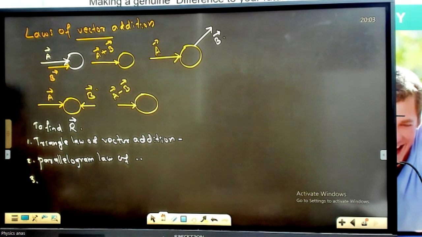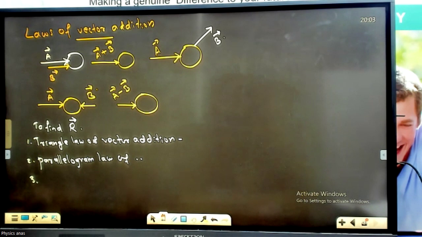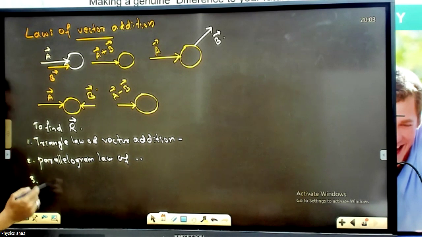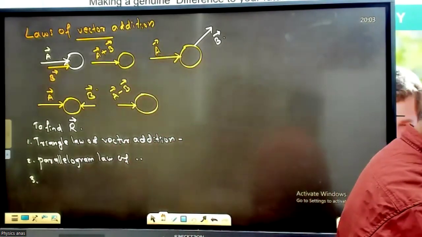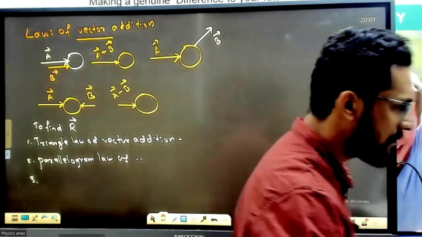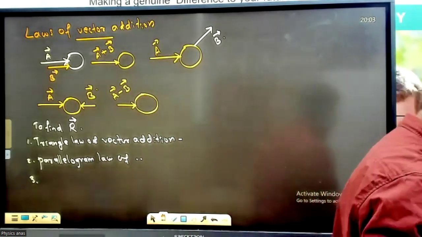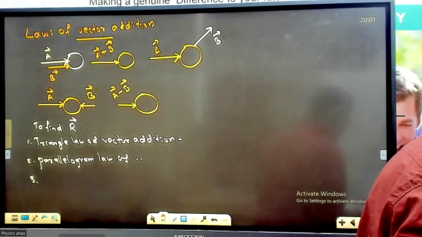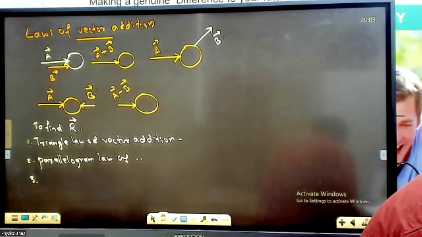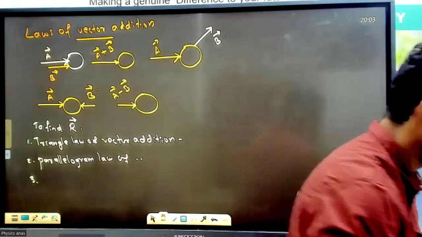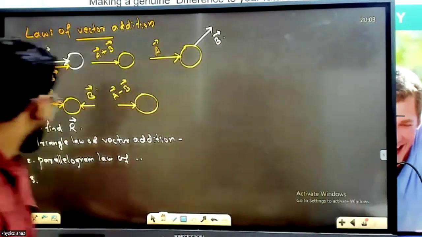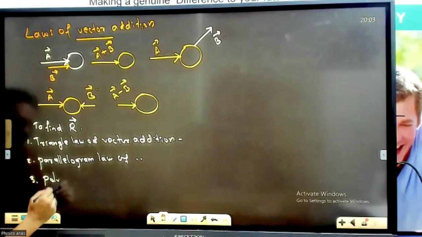Have they taught you in the school? Polygon law. I'll write it. I'll show it. Sir, they did not teach us. Have you studied that in school, Jaden? No, we learned parallelogram and triangle. We also learned polygon. I didn't get it, Jaden. We learned triangle and parallelogram as well. Polygon as well. Okay, then polygon.